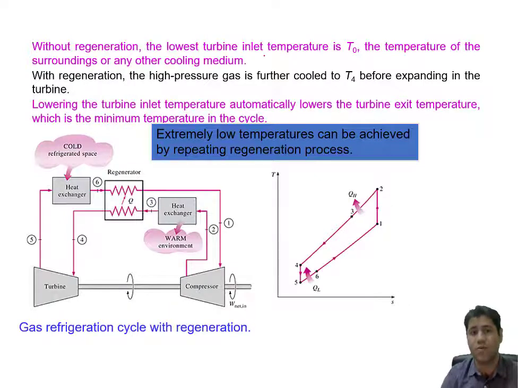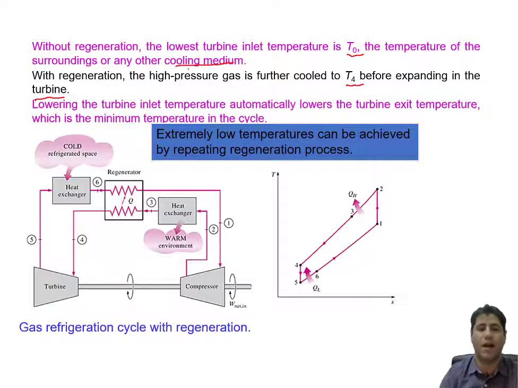Without regeneration, the lowest turbine inlet temperature is T0. T0 is the temperature of the surroundings or any other cooling medium. With regeneration, the high pressure gas is further cooled to T4 before expanding in the turbine. In other words, before this.